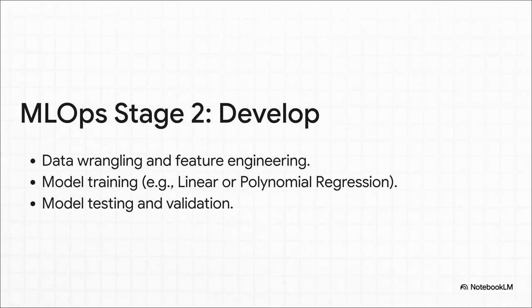This is where we get our hands on the data. First things first, data wrangling. And yeah, that's just a fancy term for cleaning up messy, real-world data. Once it's clean, you can train your model. You might use something simple like a linear regression for a straight line trend, or maybe a polynomial regression if the pattern's a bit more complex. And then, of course, you test and validate it to make sure it's actually working.